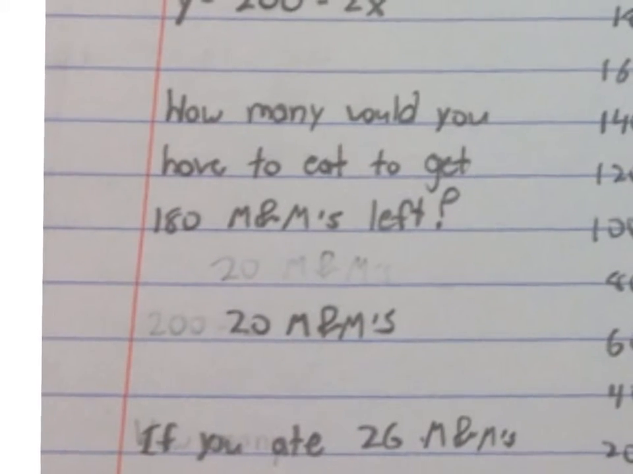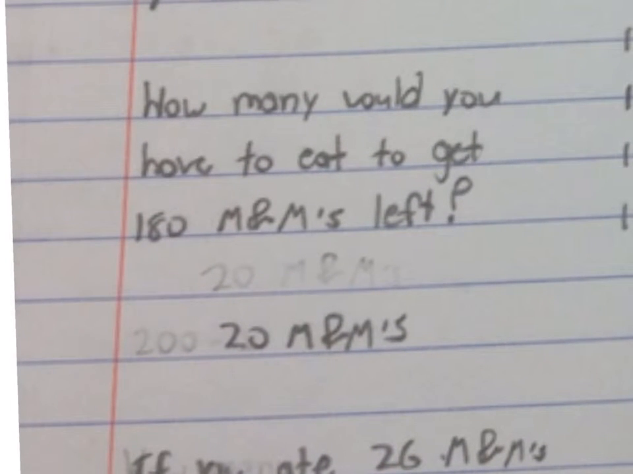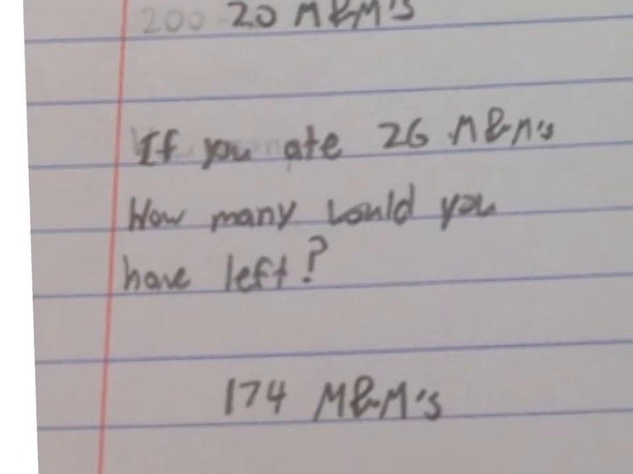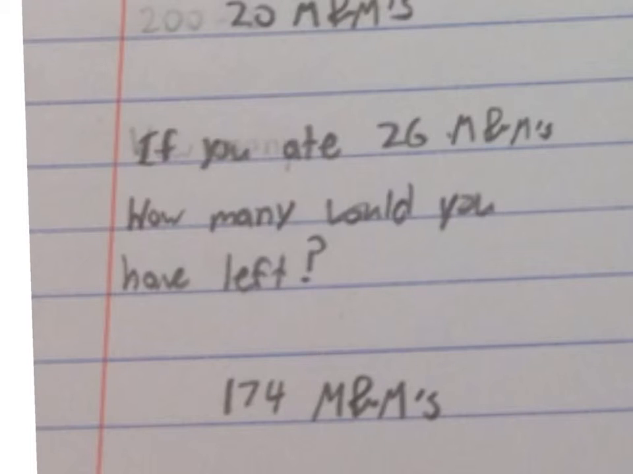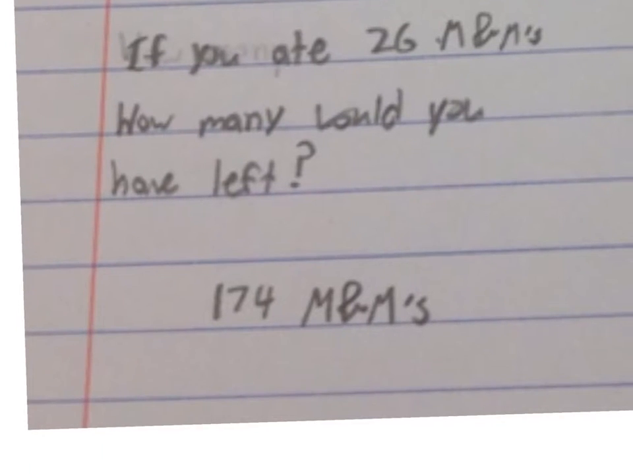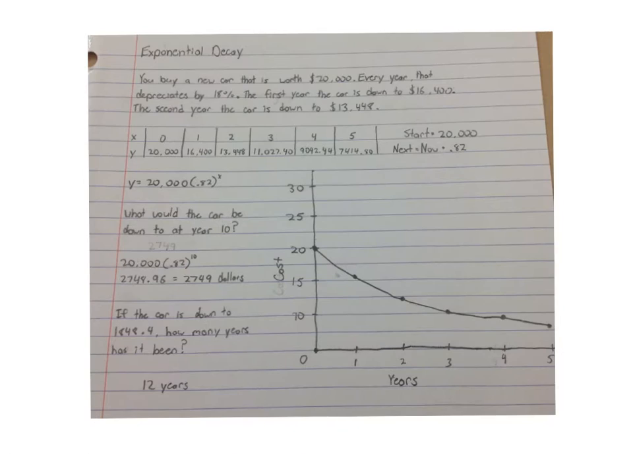My first problem is, how many would you have to eat to get 180 M&Ms left? You would have to eat 20 M&Ms. If you ate 26 M&Ms, how many would you have left? 174 M&Ms is the answer.